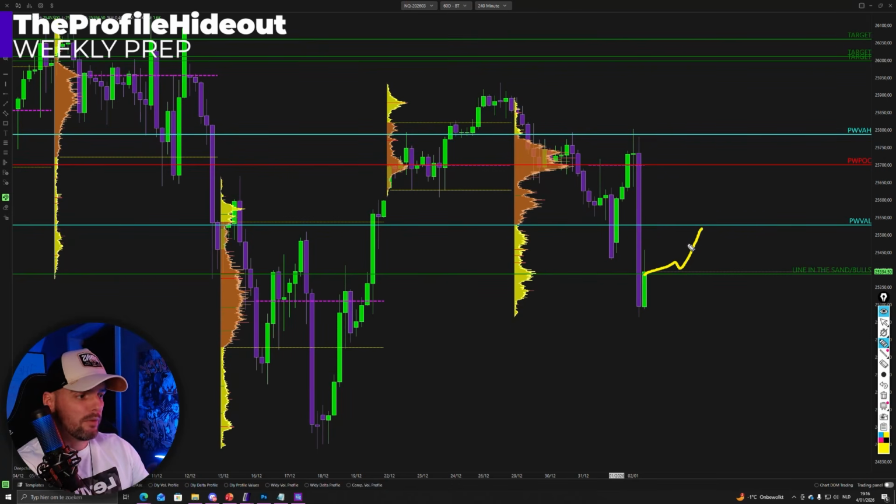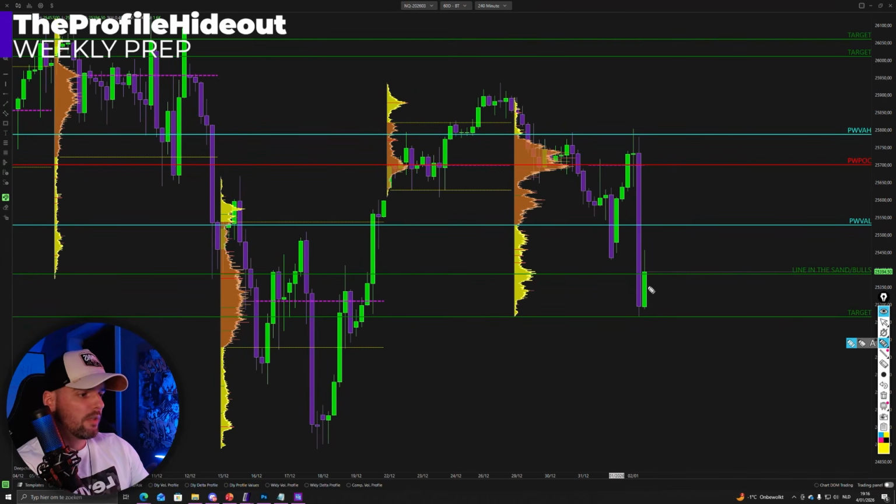If you respect this level, I'm going to be looking for moves towards this value area low. If we reject this level, we are very likely going to move to the low of that session. So that's going to be the next target. Key level is going to be the low of last week. And then just level to level.